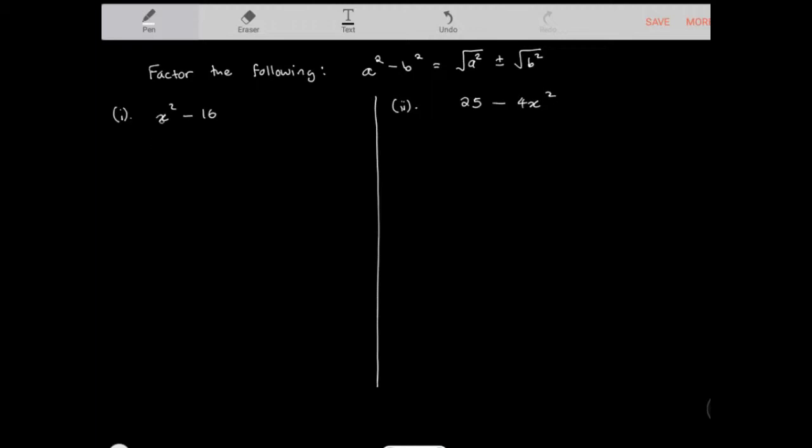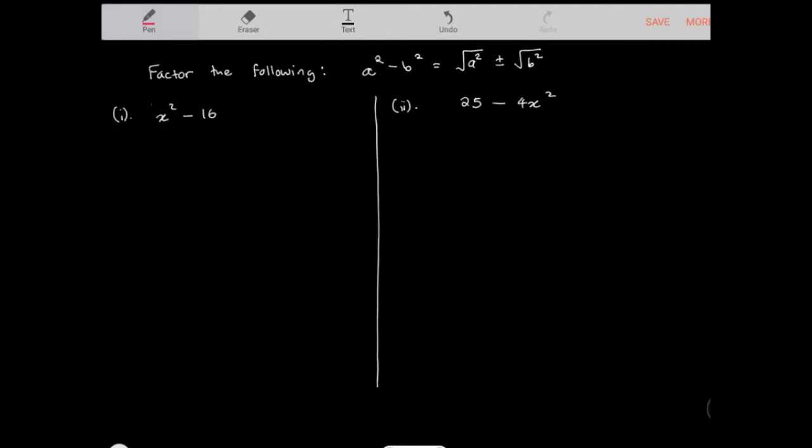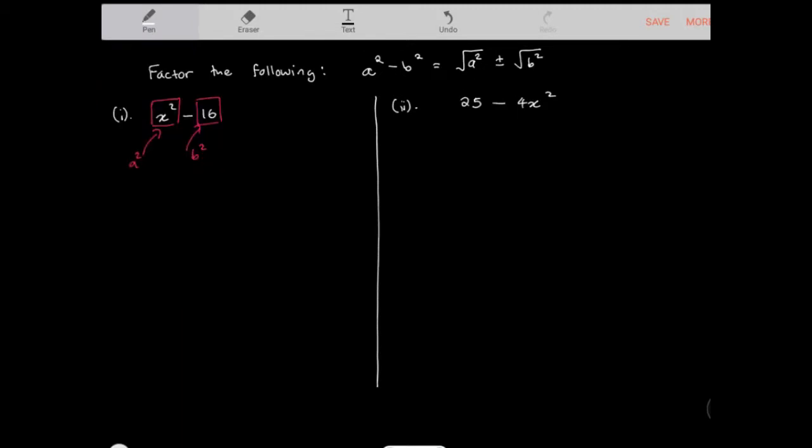So let's take a look at the first case where we have x squared minus 16. You want to ask yourself, okay, does this look like a squared minus b squared? If you take a look at this and this, let this be a squared, let this be b squared, and it'll look like a squared minus b squared. And what you want to do is use the template, so you're going to be doing the square root of a squared plus minus the square root of b squared.